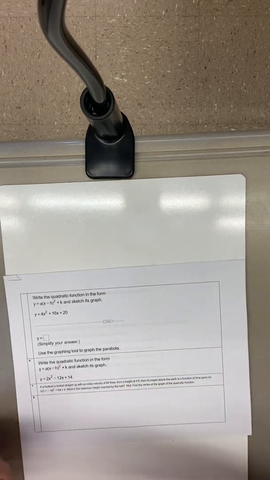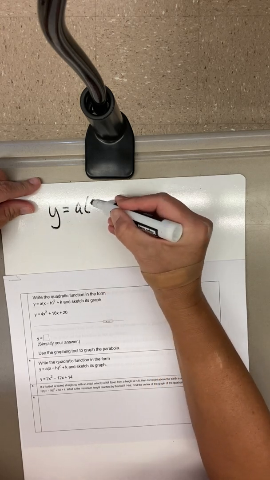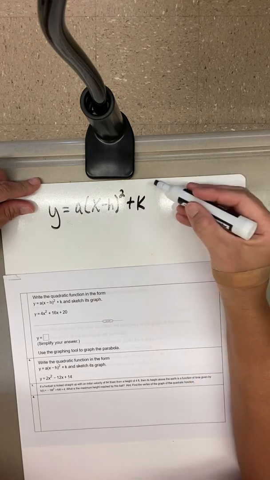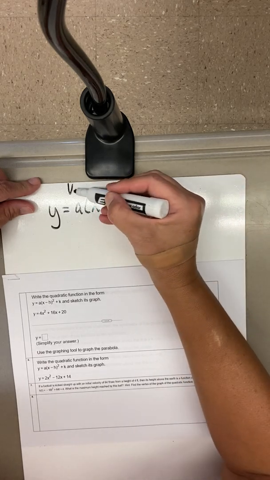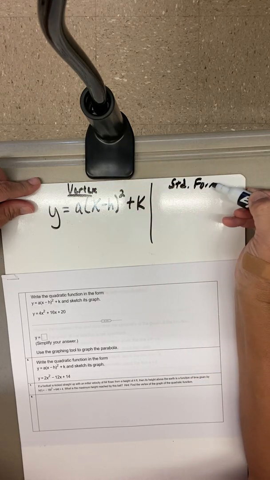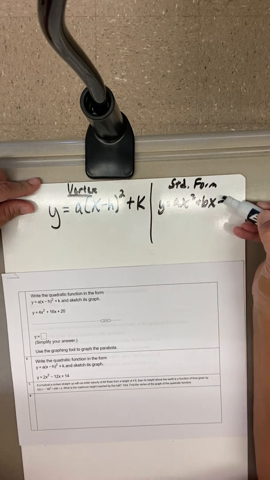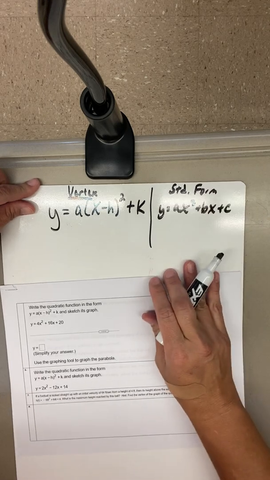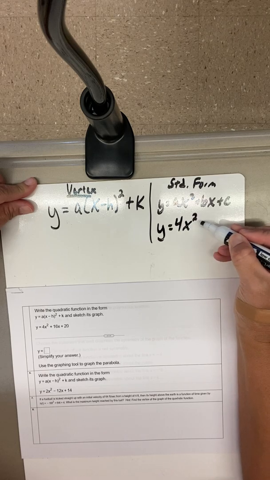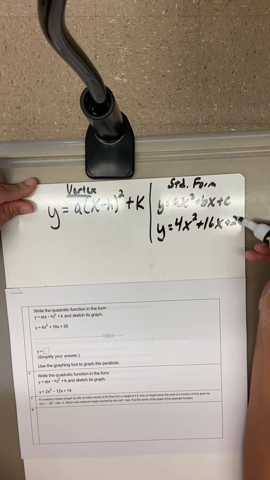Okay, now I told you this a while ago, but I'm going to reiterate. This is called vertex form. Standard form is y equals ax squared plus bx plus c. Okay, so they're giving it to you in this format: 4x squared plus 16x plus 20.